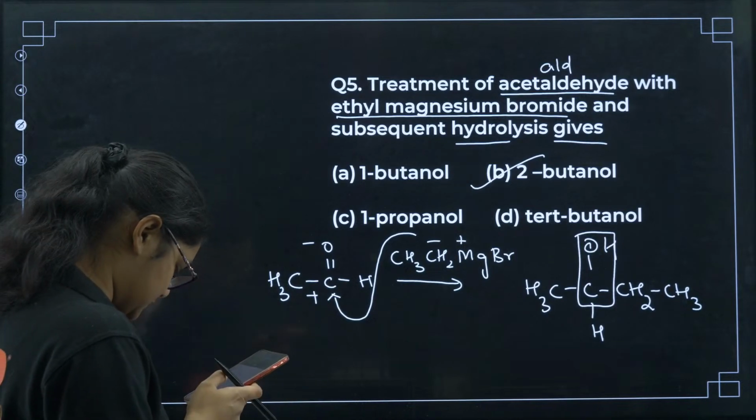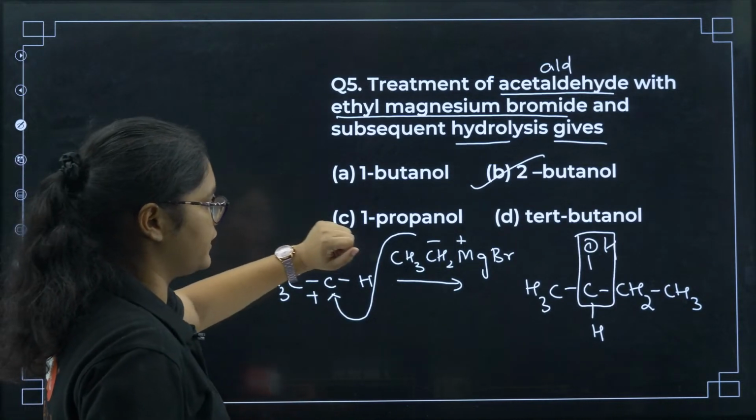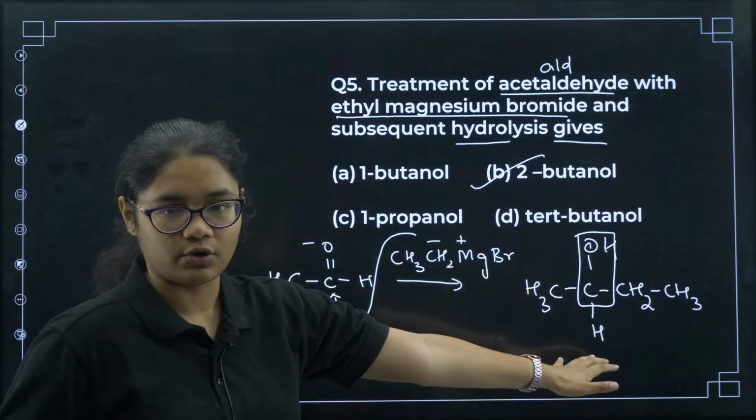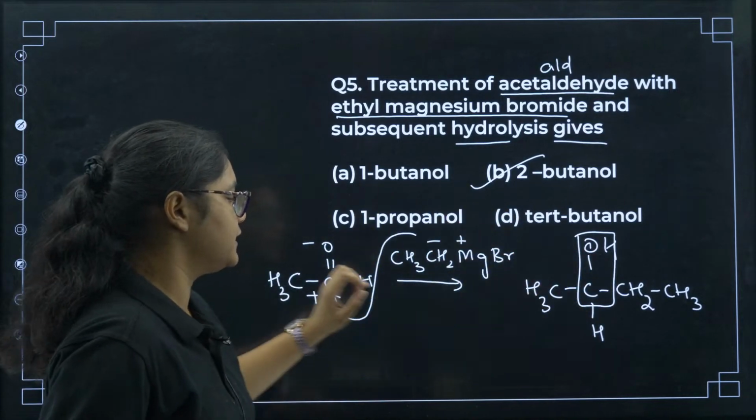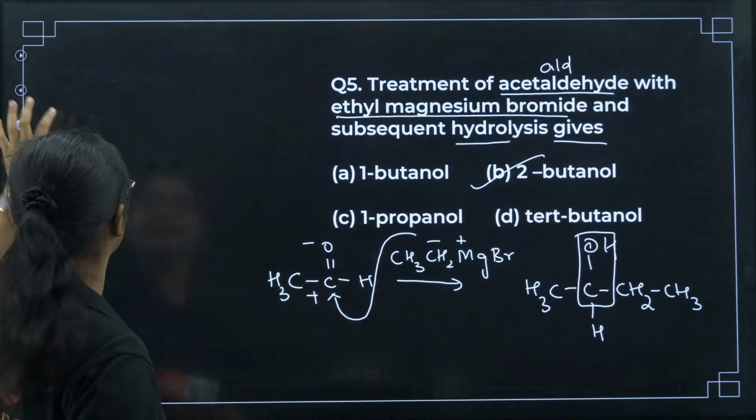Next, no Sony, 5A is not correct. You will always get secondary alcohol. You won't get primary alcohol. Secondary alcohol will be the product. This one will attack here.